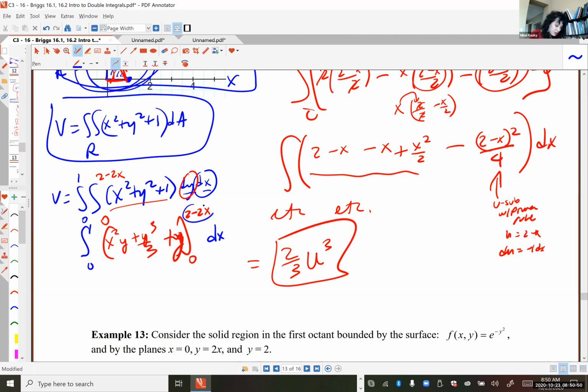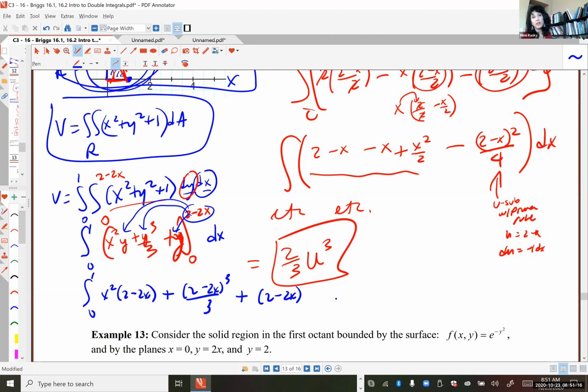And then I'm going to evaluate at the upper limit first. So everywhere I see a y, I'm going to plug in the 2 minus 2x. And then after that, I'll plug in a 0. And for this particular expression, 0 evaluated is going to go to 0, so I don't have to worry too much. Now, this is going to be a little bit of a hot mess to integrate by hand, as you can see, because you've got a lot of polynomial action here. That is a Calc 1 integral at that point.